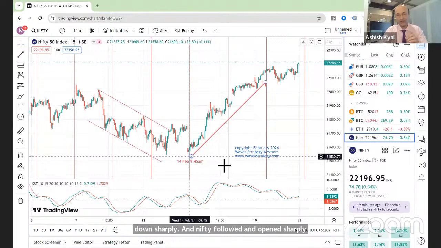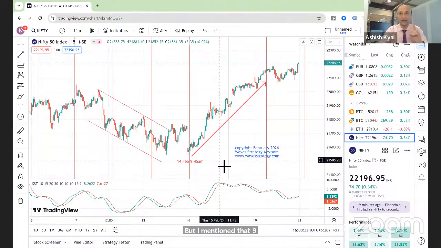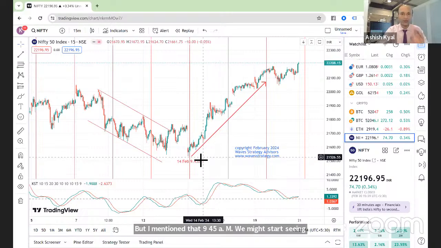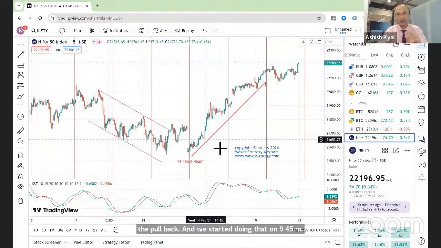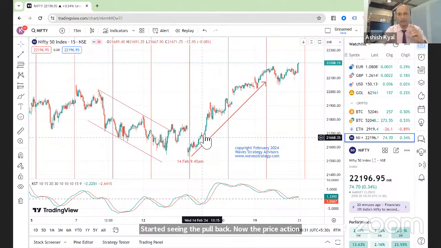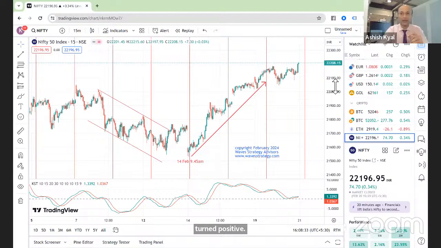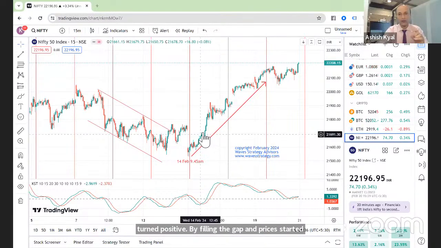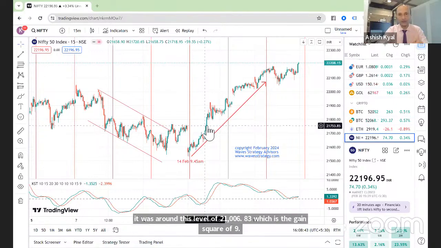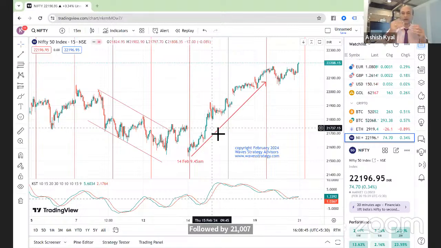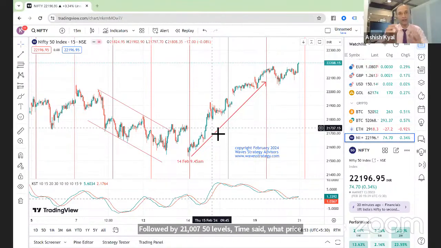But I mentioned that 9:45 a.m. we might start seeing the pullback, and we started doing that. On 9:45 a.m. started seeing the pullback. Now the price action turned positive by filling the gap, and prices started going up sharply. So it was around this level of 21,683, which is the Gann square of 9, followed by 21,750 levels. कि यार यहाँ पर time से reverse हुआ, price action ने confirm किया, मतलब यहां पर overall trend जो है वो ऊपर turn हो रहा है.